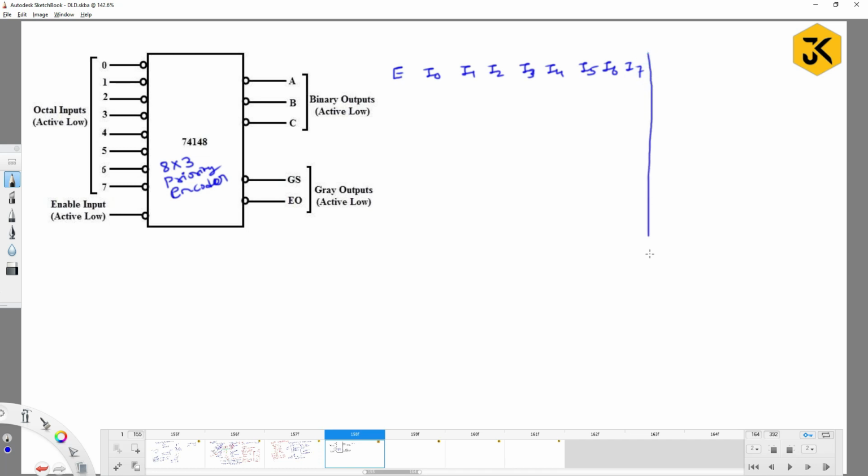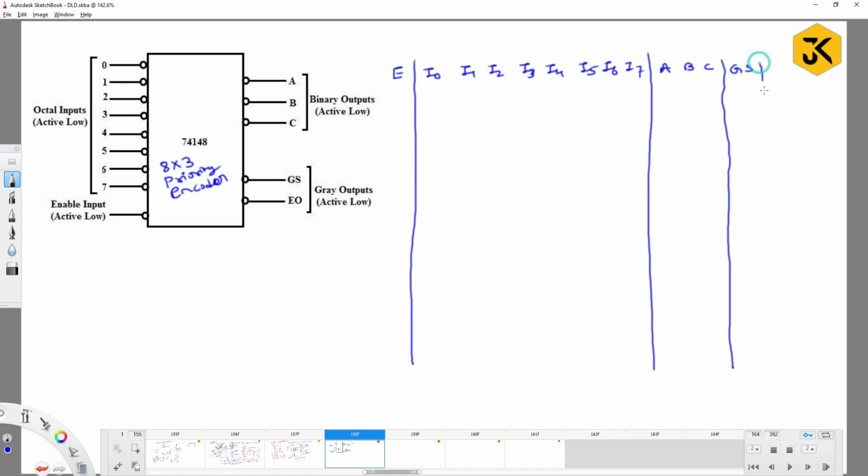These are the inputs that we need to pass to the circuit, and you may get the outputs as A, B and C. Similarly, you may get the outputs as group selection, and the output enable out. Now tell me, when is this circuit going to be off? When it is 0 or when it is 1?